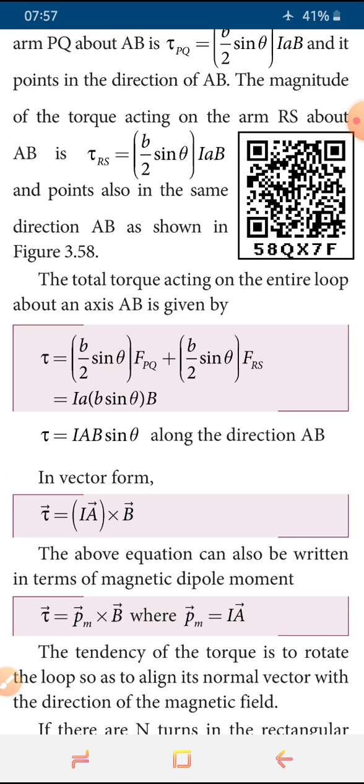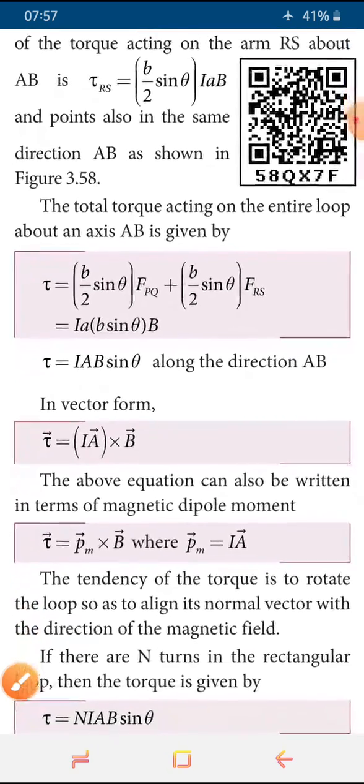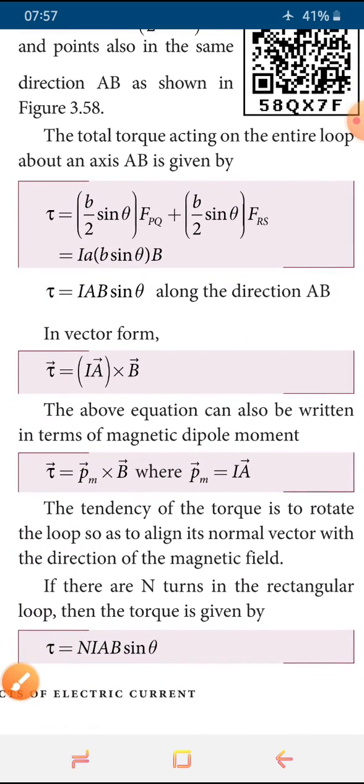That we can write with the formula tau is equal to, and see here, this a is length and b is breadth. Length into breadth in this rectangle will be taken as area. Then we can write IAB sin theta is acting along AB. So in vector notation, we can write IA vector cross B vector. This is the formula for torque, and this above equation can also be written in terms of magnetic dipole moment: tau vector is equal to PM vector cross B vector.